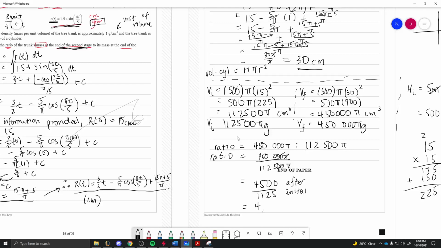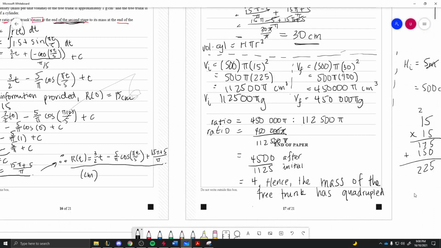Which pretty much means, hence the mass of the tree trunk has quadrupled between the end of both cycles. That's going to be your answer.